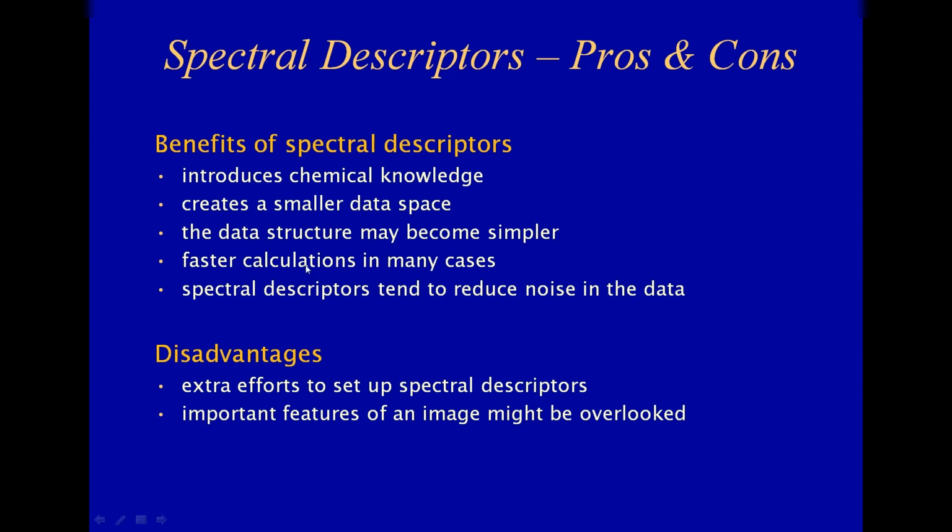Of course, there are some disadvantages, and one of the disadvantages which you can immediately see is that you have to put in extra efforts to set up spectral descriptors. And of course, there is one problem: if you are not creating a full set of spectral descriptors, then there is some chance that important features of an image might be overlooked. But there are some strategies to overcome this limitation.